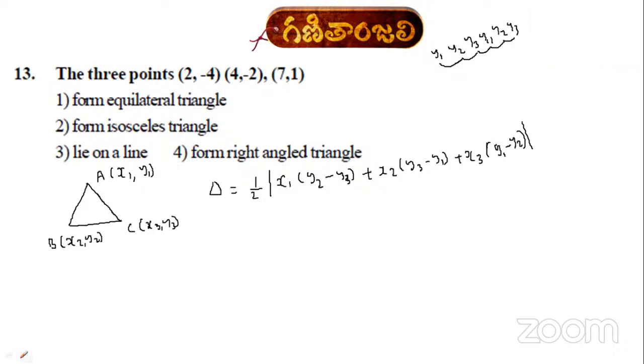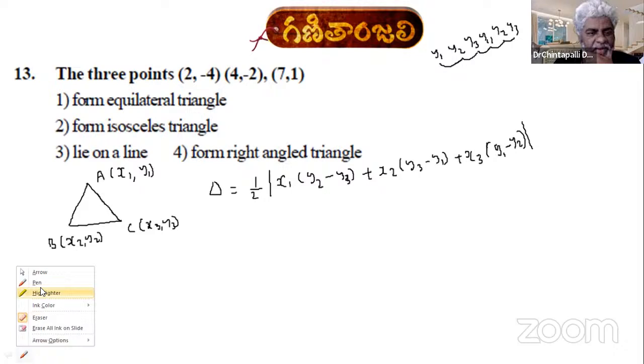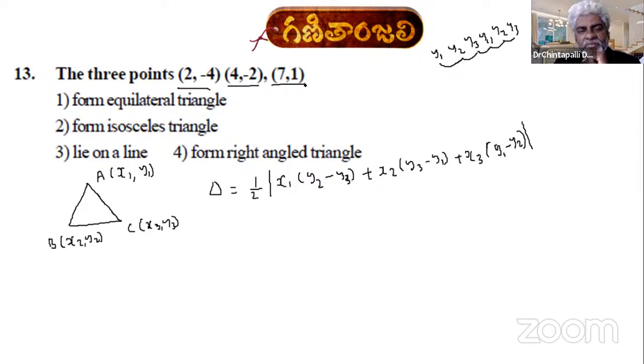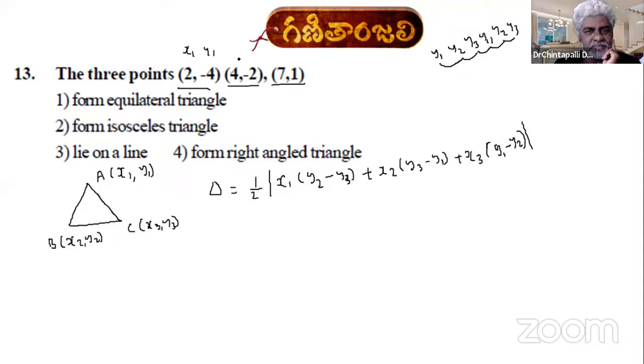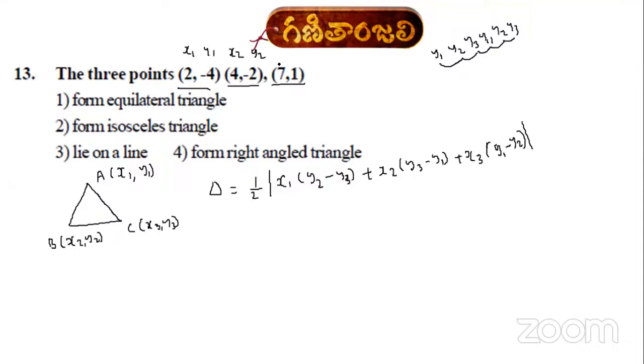Now we are interested in finding the area of this triangle, the area of the triangle formed by these 3 vertices. The first point is x1, y1. The second point is x2, y2. The third point is x3, y3.